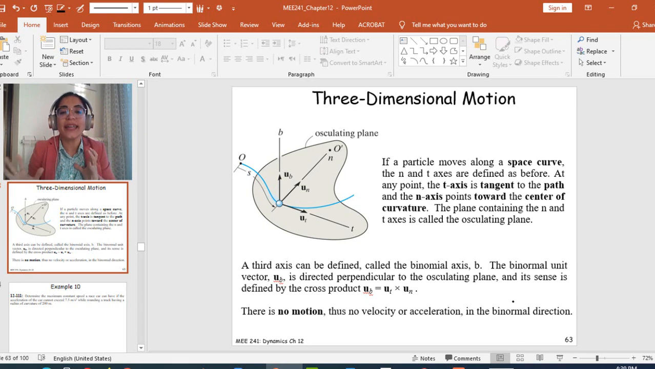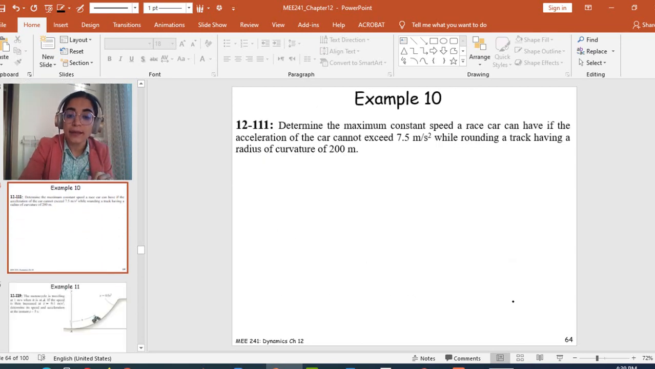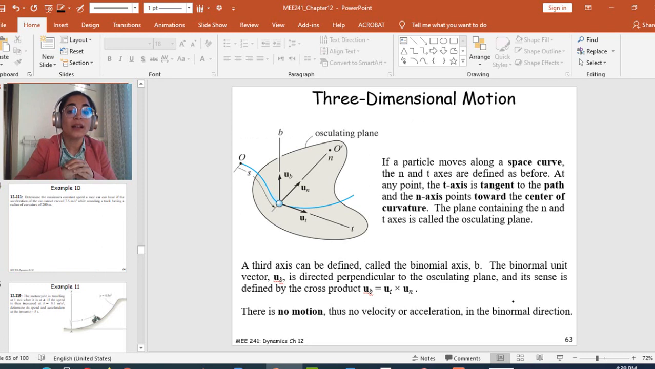Now guys, what if I have a three-dimensional motion? In this case, guys, I have to add another unit vector, which is ub, and this ub will be perpendicular to the plane formed by the normal and tangential direction, and this plane is called the oscillating plane. And in this ub direction, guys, I will not have any motion, and that's why there is no velocity or acceleration in the binormal direction.